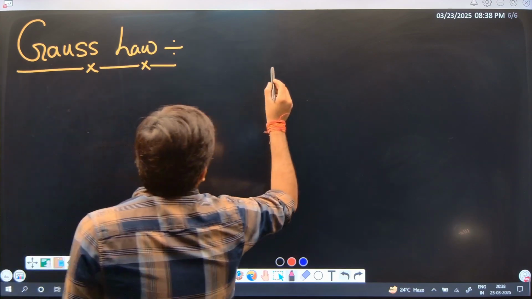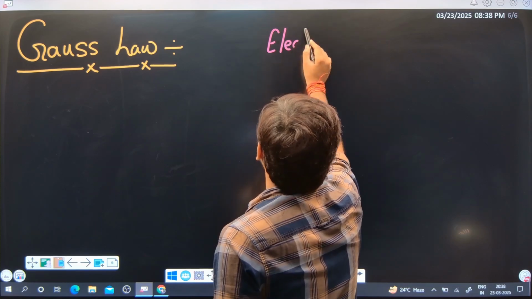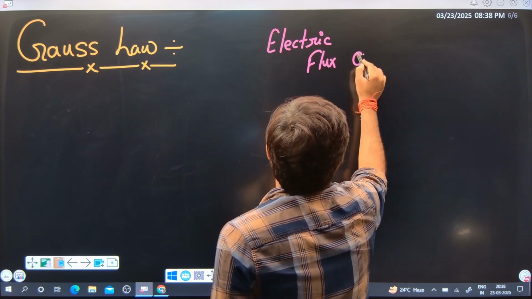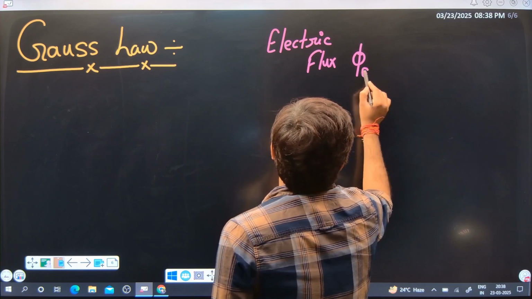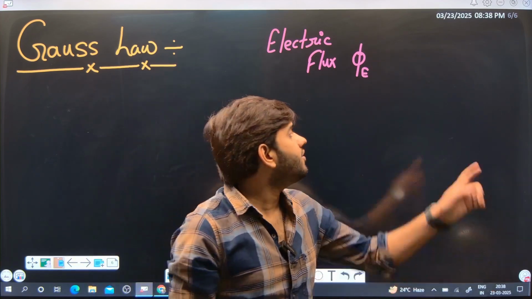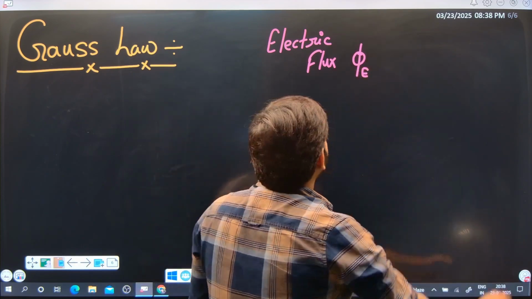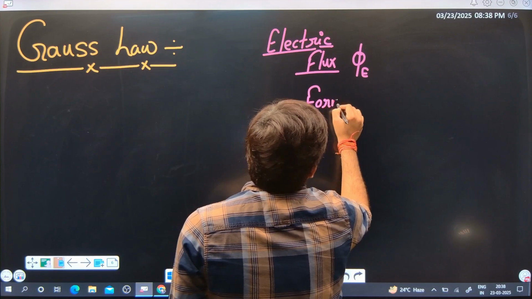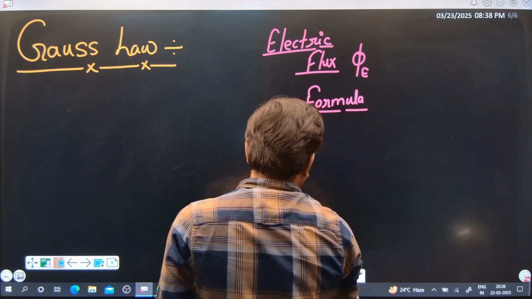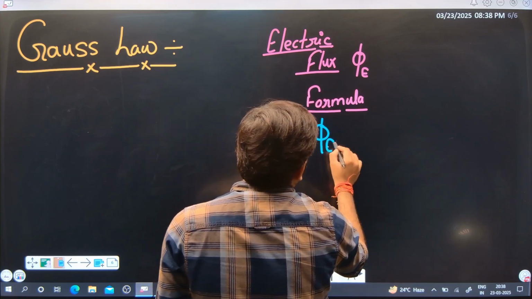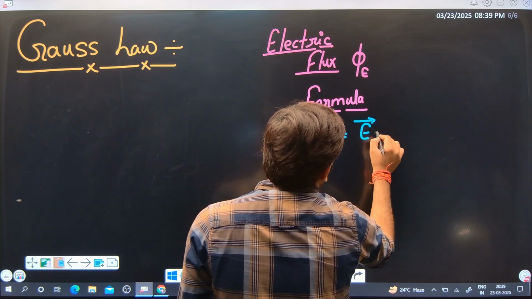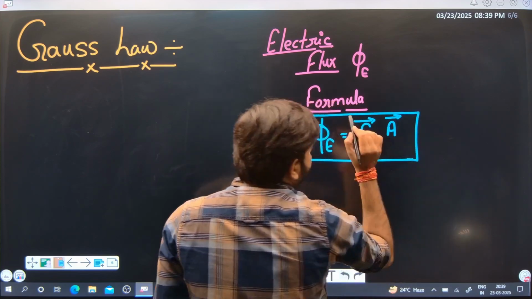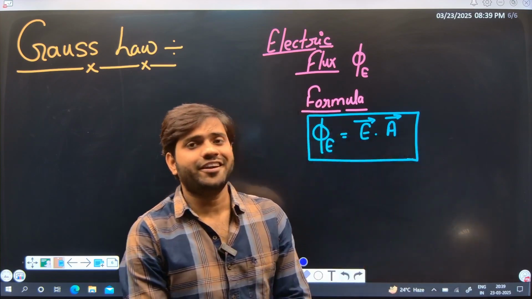you already know the electric flux, I think you have already gone through this topic. It is denoted by phi, and below that we write E to represent electric. So this is electric flux. We already know the formula of electric flux: phi E equals E vector dot A vector. Since it is a dot product, electric flux is a scalar quantity.